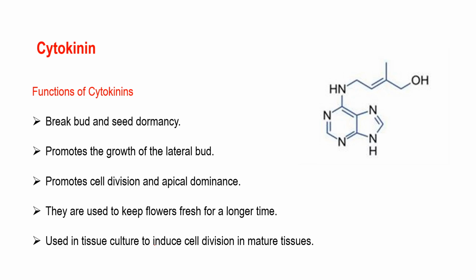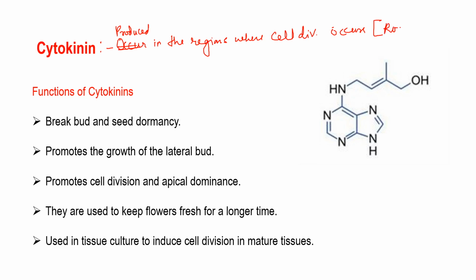Okay, now we are going to talk about cytokinins. Okay, so the cytokinins are produced in the regions where cell divisions occur, mostly in the roots and shoots. Okay, so the important point here is they are produced in the regions where cell division occurs. Clear? And the regions are usually the roots and shoots.